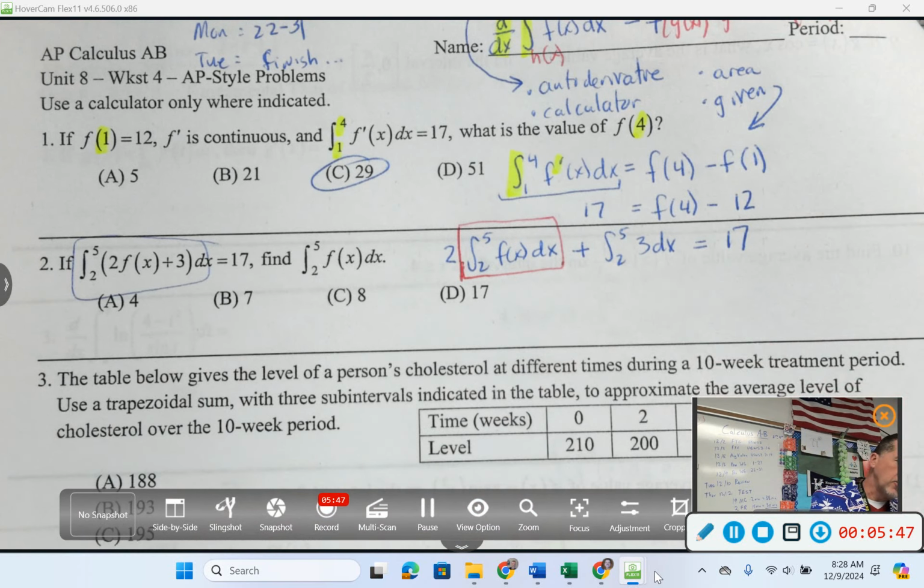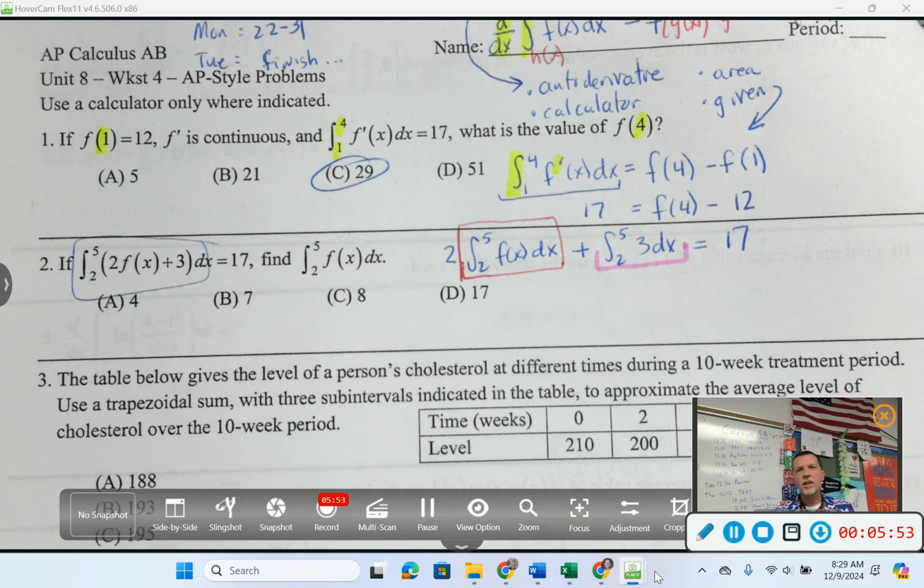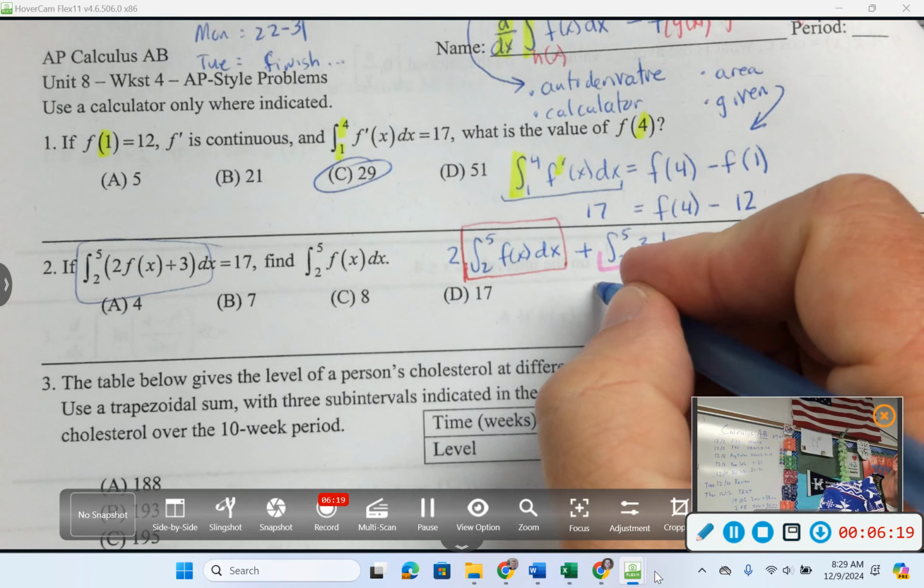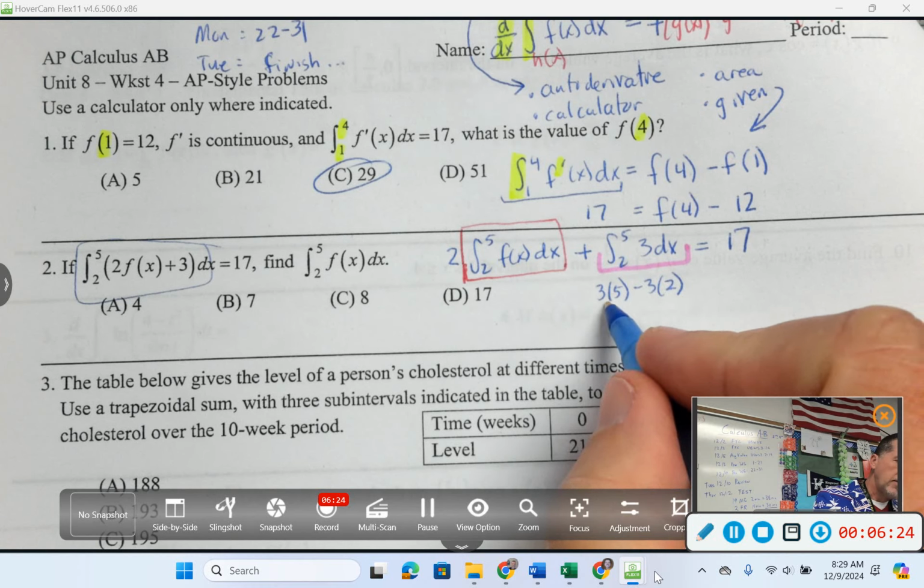Okay, how about the integral from 2 to 5 of 3? Do you know what that is? There's a quick way and a long way. It's not 0. Maybe that's what you're thinking, because the derivative of 3 would be 0, but the antiderivative of 3 is 3x. Plug in 5 minus plug in 2. So that would be 3 times 5 minus 3 times 2. 15 minus 6 is 9.